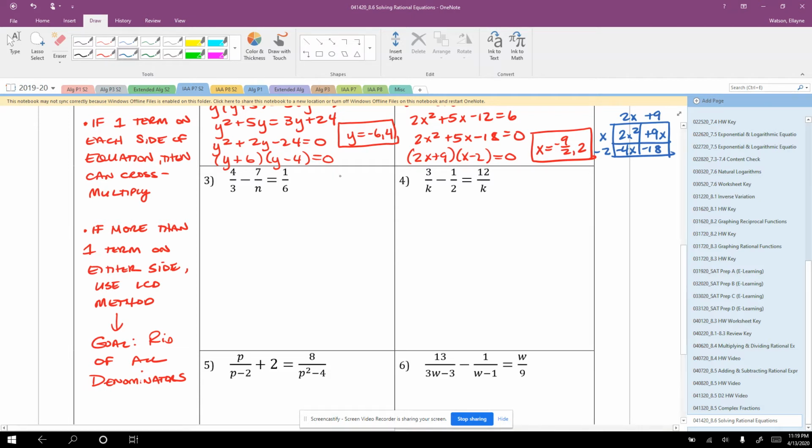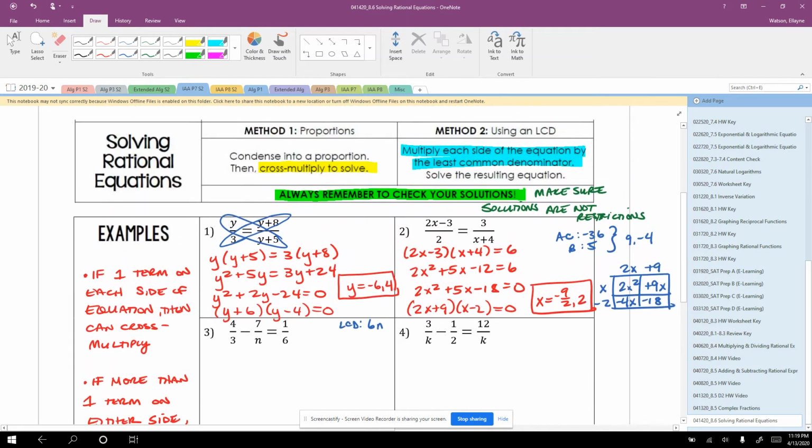We want to find the LCD of each term, so all 3 terms. Okay, so hopefully you're getting more comfortable with LCD here. We have a 3, we have an n, and we have a 6. So of the numbers 3 and 6, the least common denominator is 6. Of the variables, we just need an n. Okay, so watch what I do here.